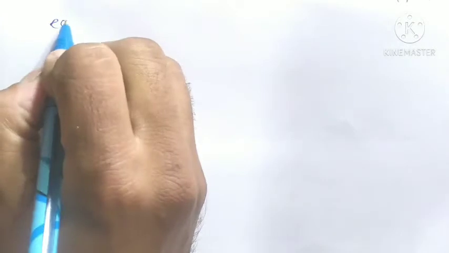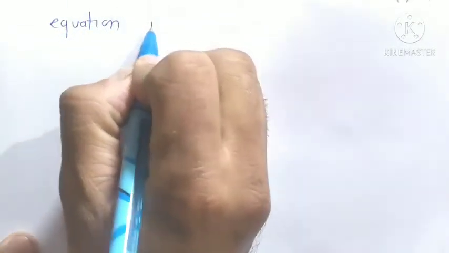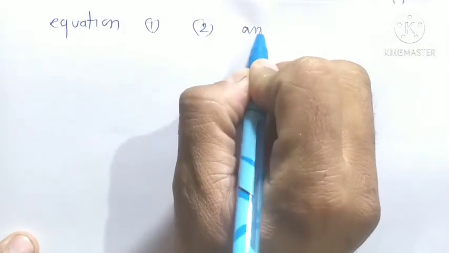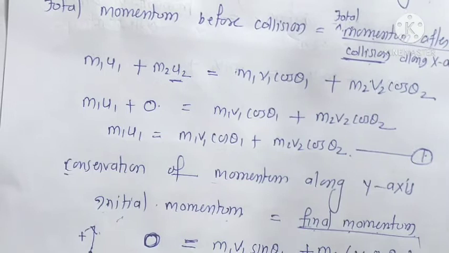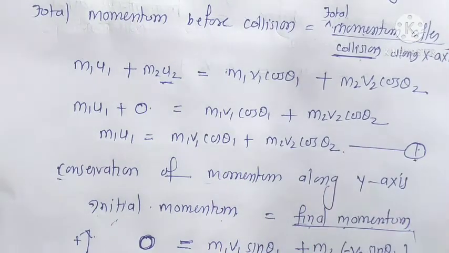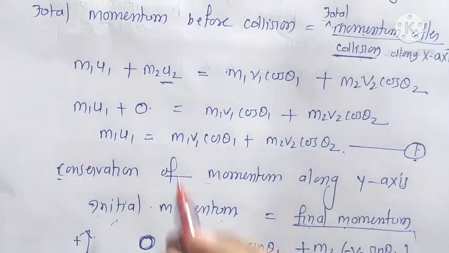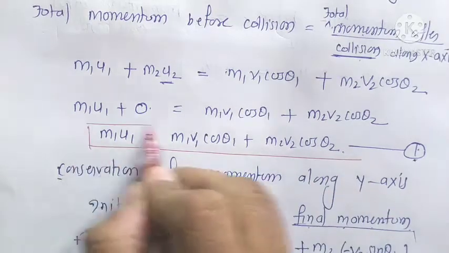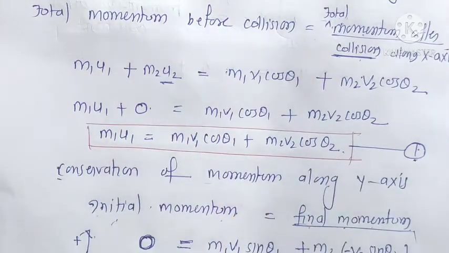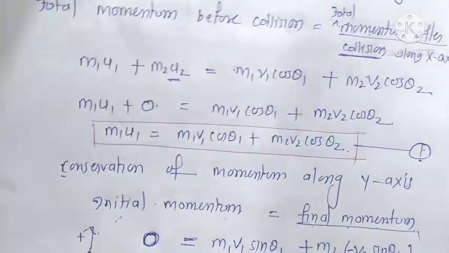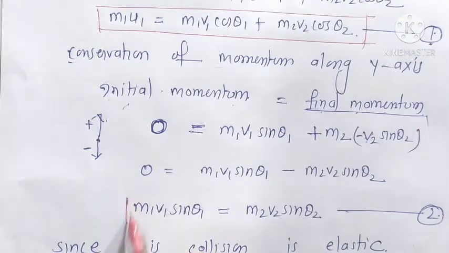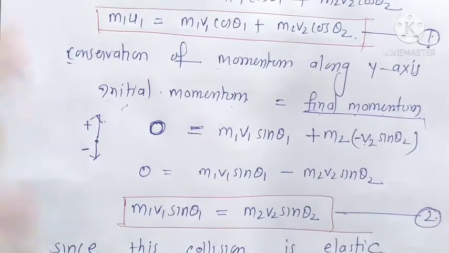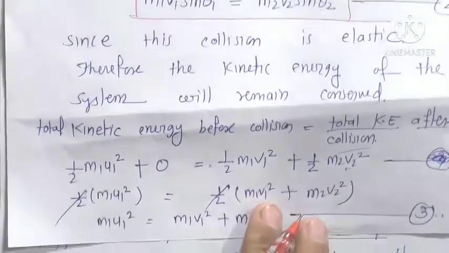So these equations, 1, 2 and 3, these are all the equations we got here. This is equation number 1, this is equation number 2, and this is equation number 3.